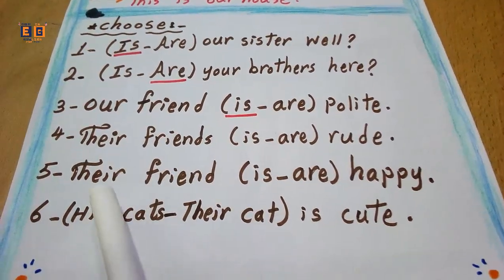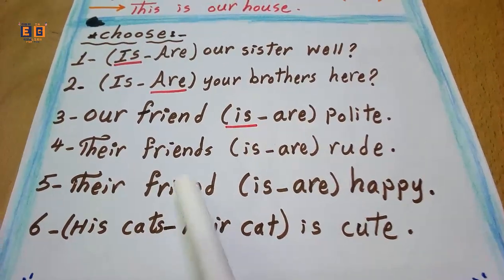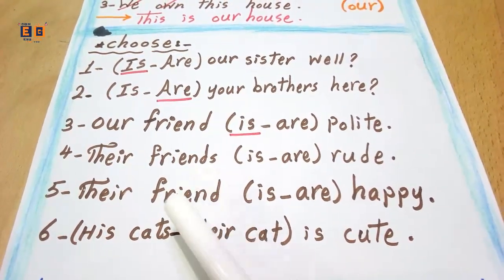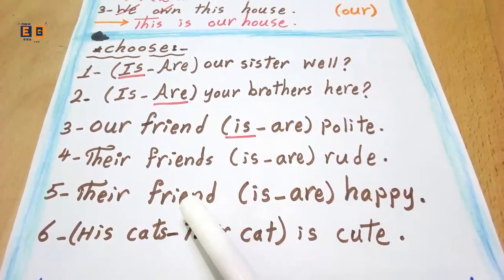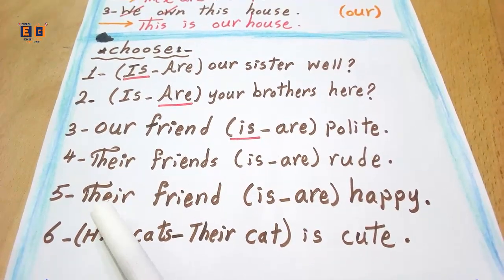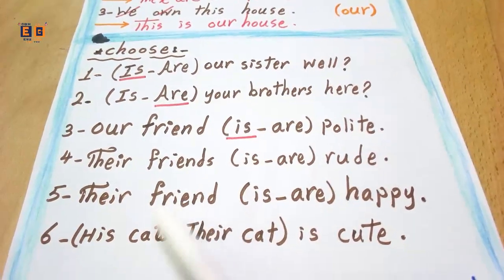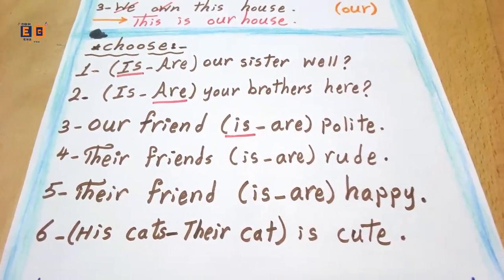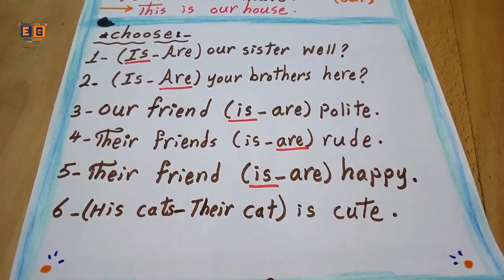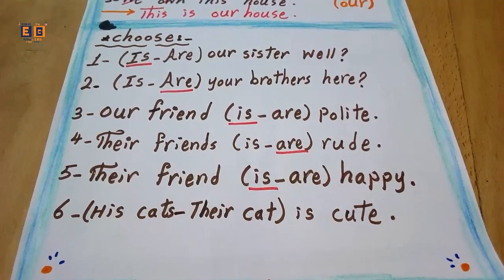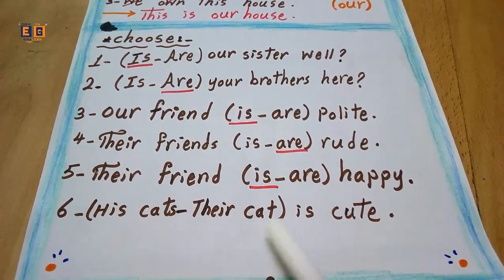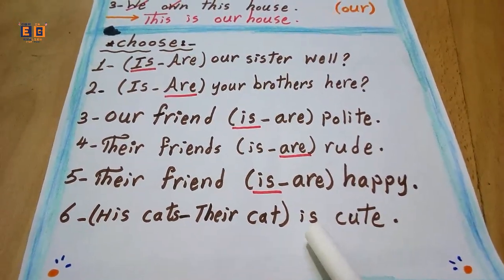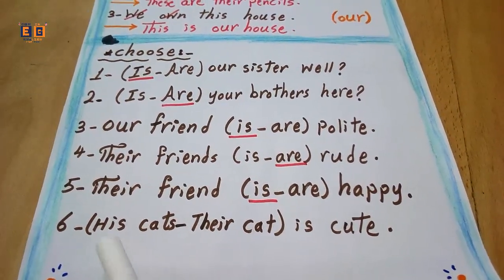Number five, their friend. It seems typical to number four, but the difference is in the word which comes after their, the possessive adjective. Their cat is cute. Here the verb is comes after a singular noun. Here is their cats or their cat. So of course we have cats, cat. Then the second one is the right one, so we choose their cat.